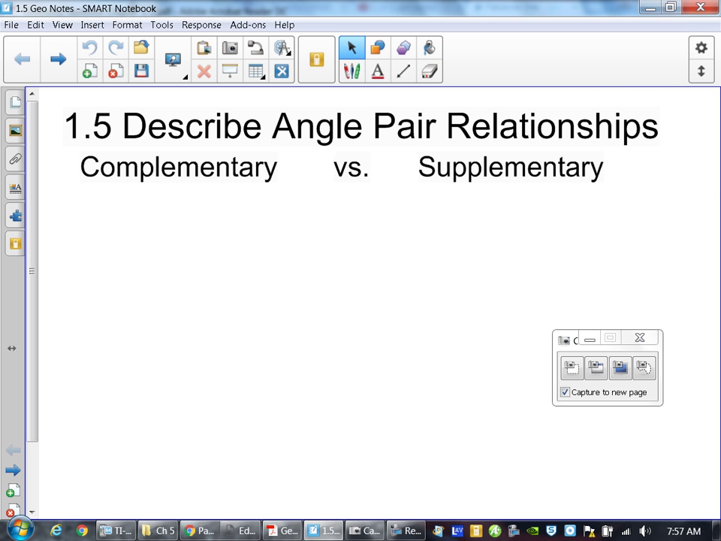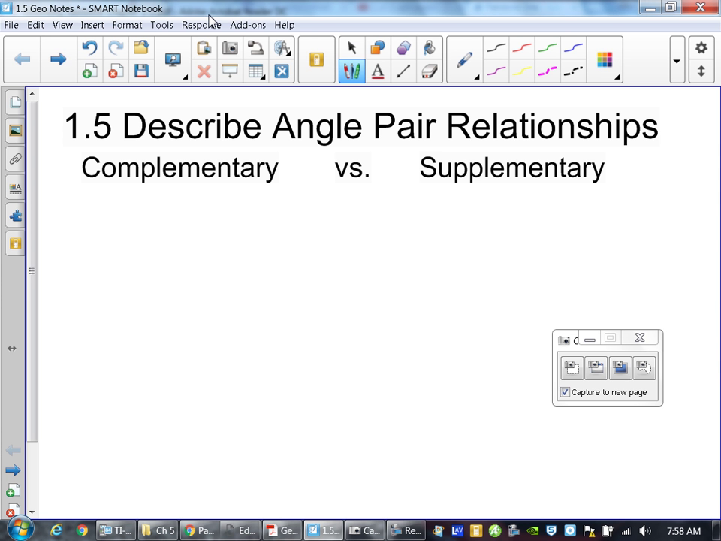All right, let me ask you this then. When we're talking about angle pair relationships, think about what that means. Pair. How many are we talking about? Two. Yes, sir. Good conversation. So when we're talking about angle pair relationships, we're talking about the relationship between two angles today.